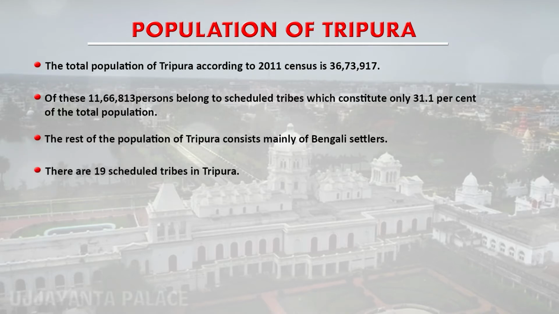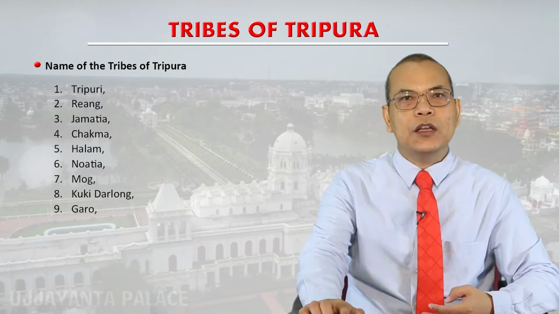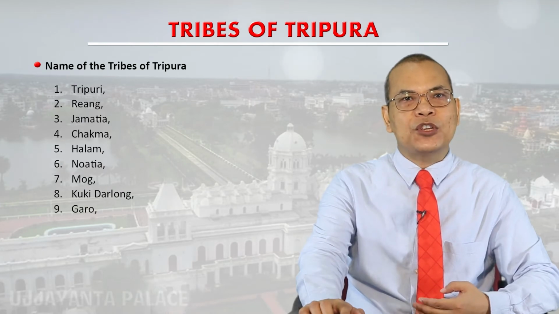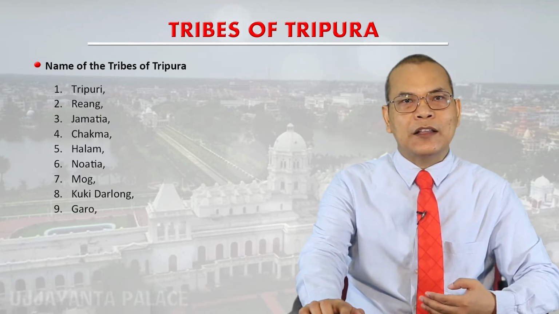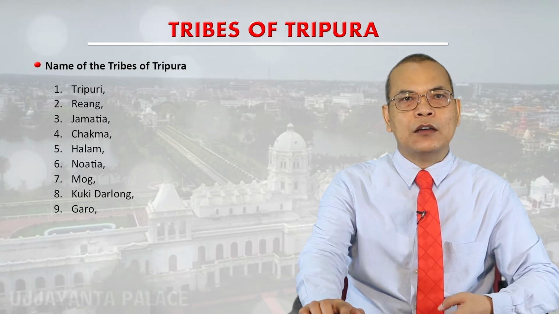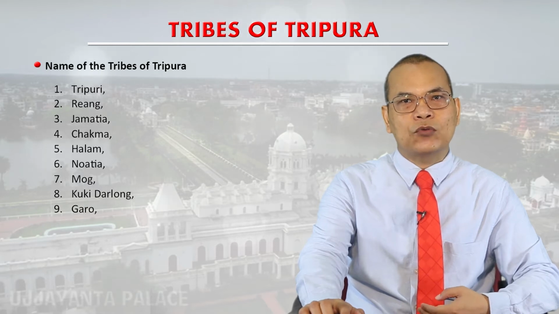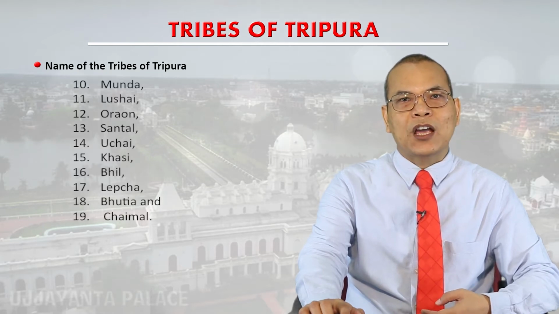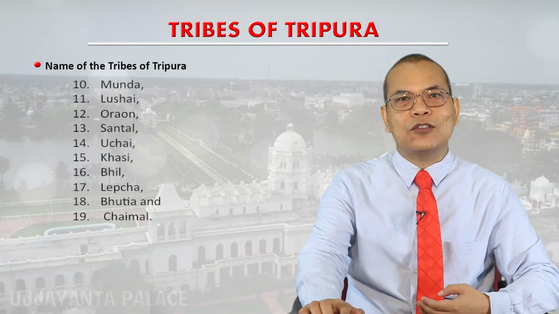And there are 19 scheduled tribes in Tripura as per the schedule of India. The 19 tribes of Tripura are Tripuri, Riang, Jamatia, Chakma, Halam, Noatia, Mog, Kuki, Darlong, Garo, Munda, Lushai, Orang, Santal, Uchoi, Khasi, Bhil, Lepcha, Bhutia and Chaimal.